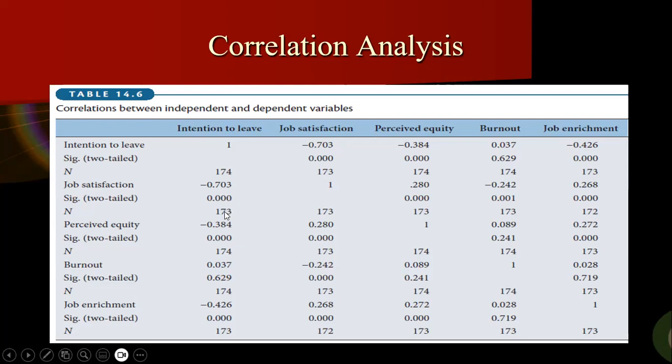The next feature is N. N means number of observations. So the number of observations for job satisfaction is 173, which was also given in the summary statistics table. I hope you get the understanding of the explanation of relationship between the variables and their significance.